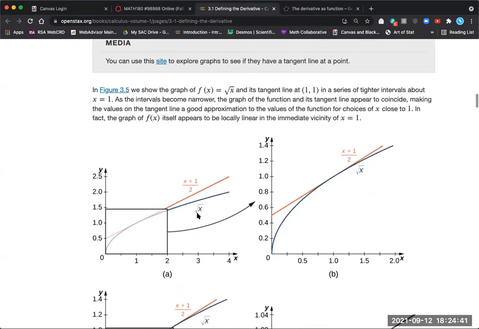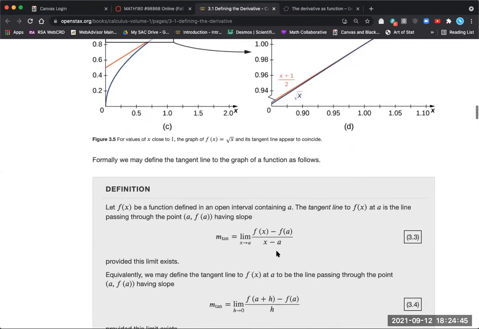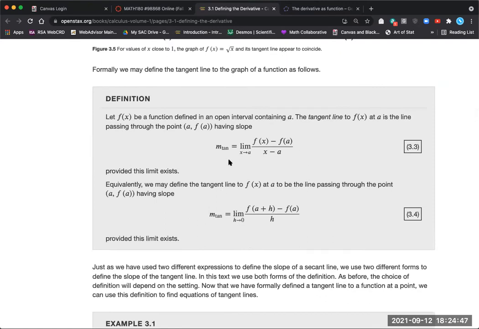And this example is just with the square root of x and us trying to figure out as you get closer and closer to it. So that leads us to the definition, right? The slope of the tangent line is the limit.